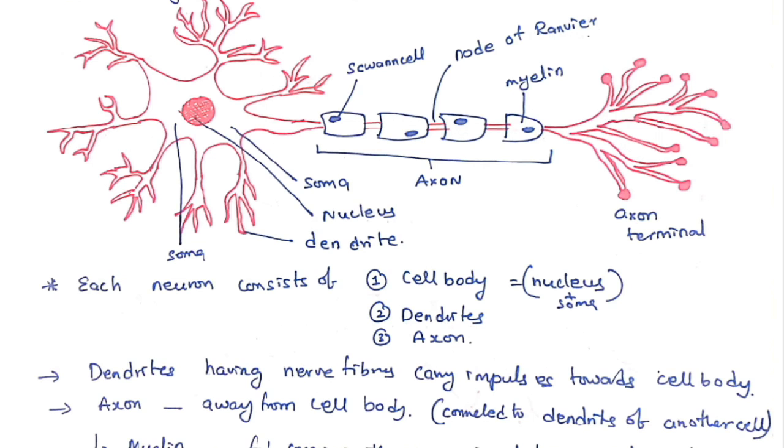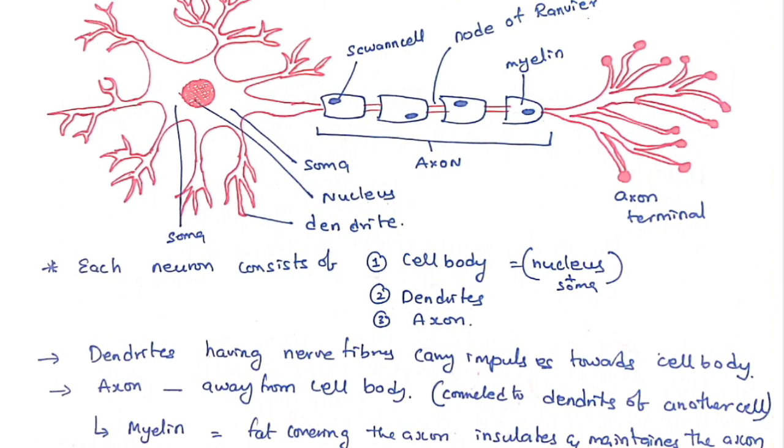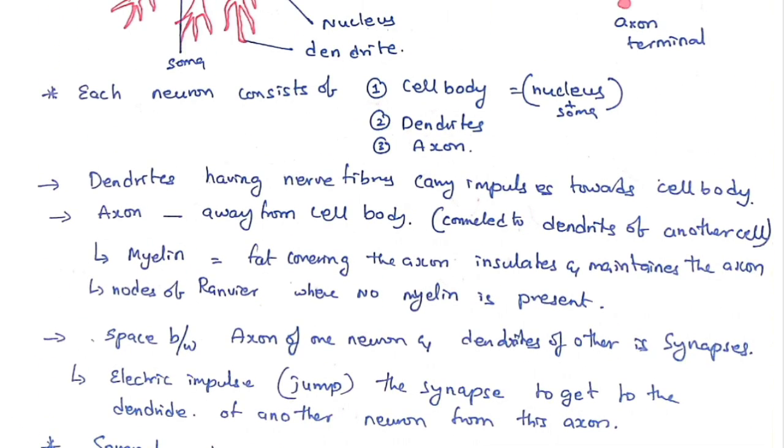Okay, friends, there are other parts like myelin, nodes of Ranvier, and Schwann cell, which you have to note here. Myelin is nothing but a fat covering the axon, which insulates and maintains the axon. Nodes of Ranvier are where no myelin is present, we can see nodes of Ranvier, friends. And the space between the axon of one neuron and the dendrites of the other neuron is called the synapse.